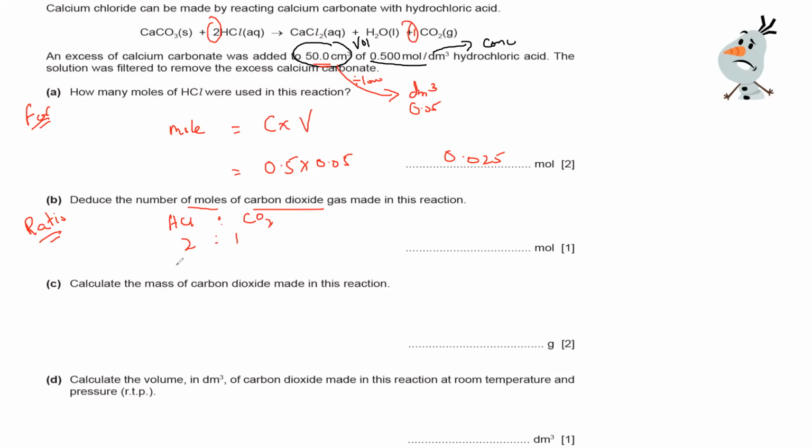So if we have 0.025, then how many moles of carbon dioxide? X. Cross multiply. 2 will be multiplied with X, so it will be 2x equals 0.025. 2 is multiplied, on the other side it will divide. So 0.025 divided by 2 will get 0.0125, the moles of carbon dioxide.